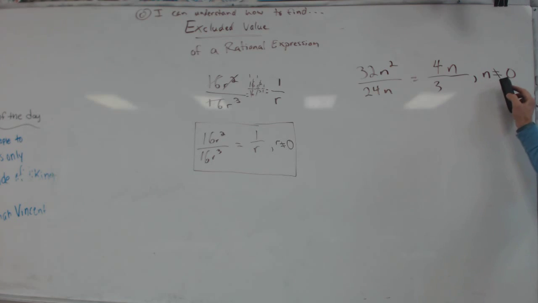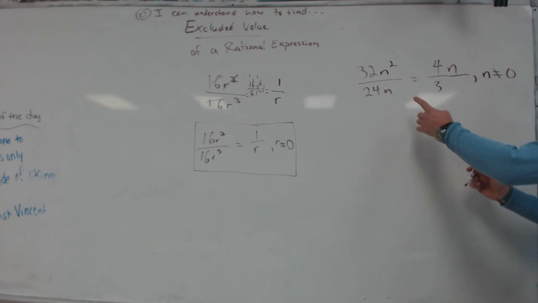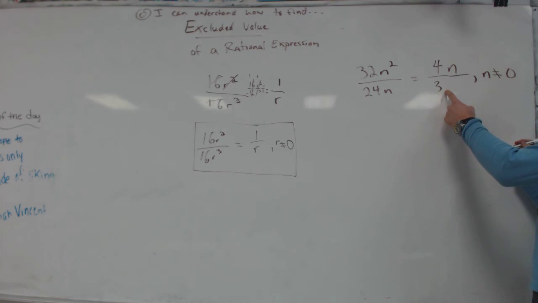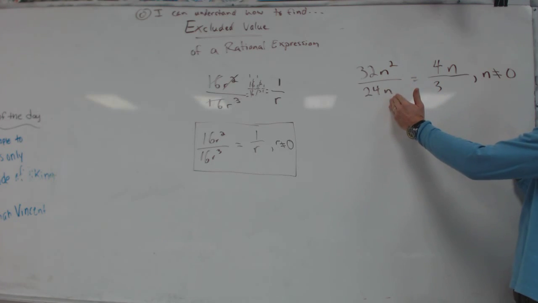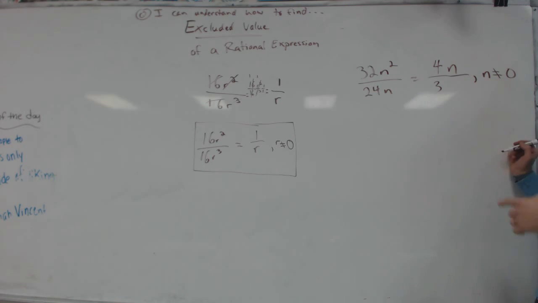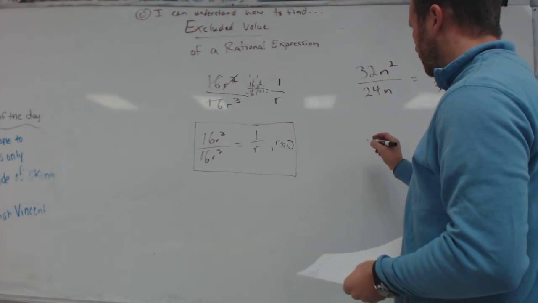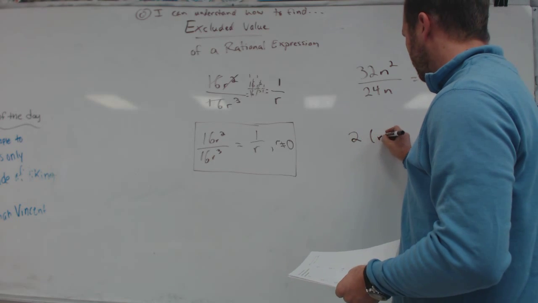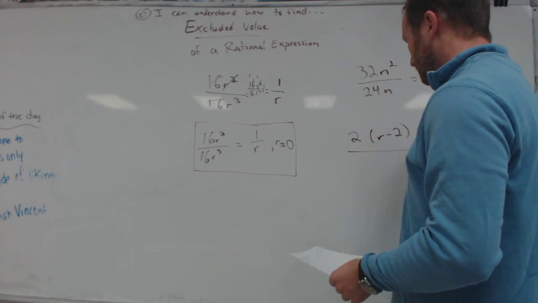So these are not equal, right? They're not equal when n equals 0, and it's because we simplified this to this by canceling out an n. We can't cancel out 0 over 0. So let's do one that's a little bit more complicated. I'm going to take one from the homework, but I'm already going to factor it for you. So let's say I have this.